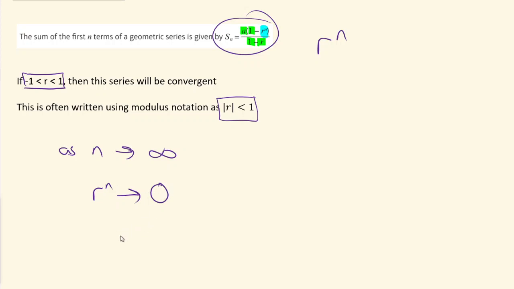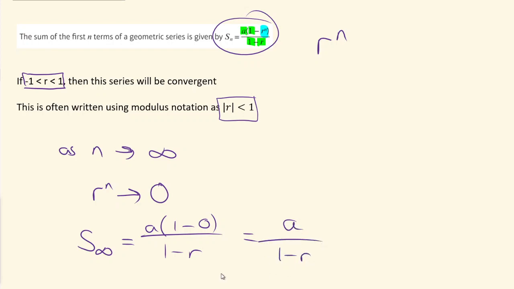And we can be more specific than that. That means S infinity, the sum to infinity, is a times 1 minus, well, as n heads to infinity, r to the n heads towards 0, over 1 minus r. We can tidy this up a little bit because that 0 is not important. So this turns out to be just a over 1 minus r.